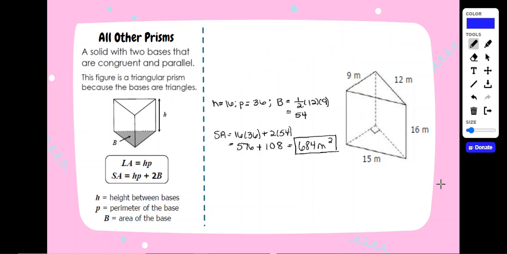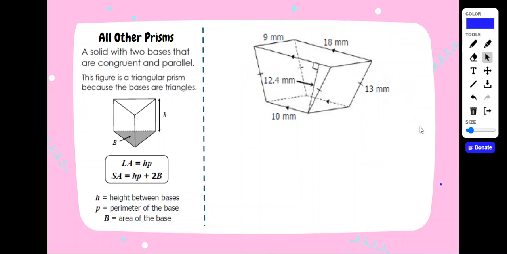All right, let's run through one that has a different base formulation. Okay, so you should recognize this as a trapezoid. So this is a trapezoidal prism. We know it's still a prism because it has 2 trapezoids that are congruent and parallel to each other. We're going to use the same formula of height times perimeter plus 2 times the area of the bases.